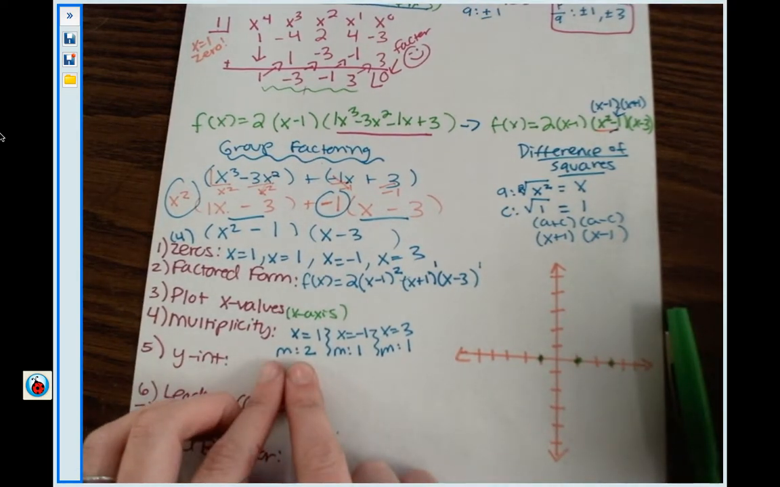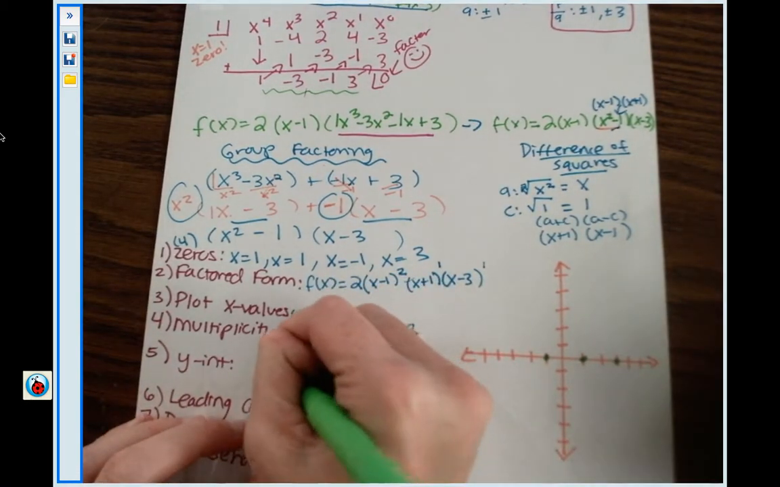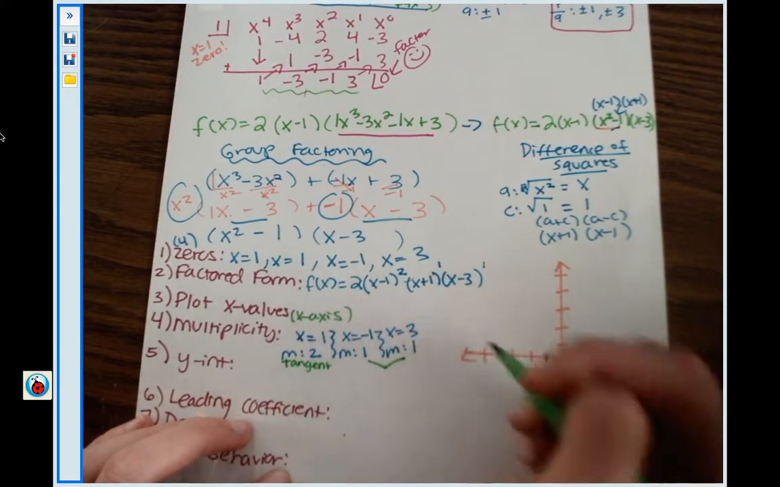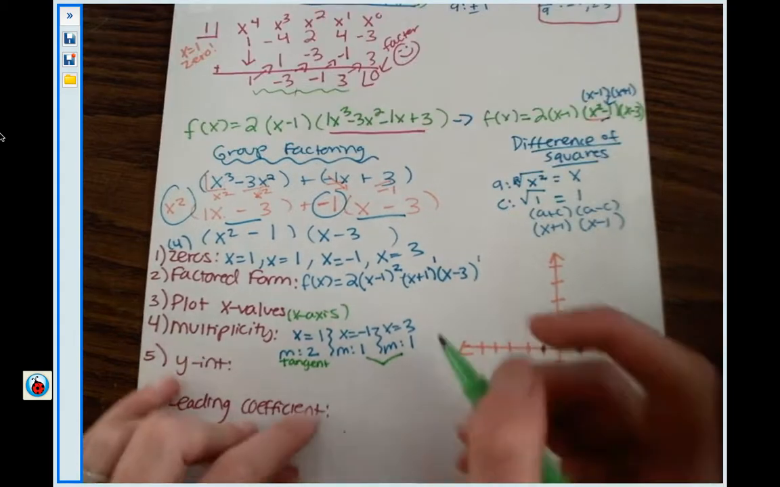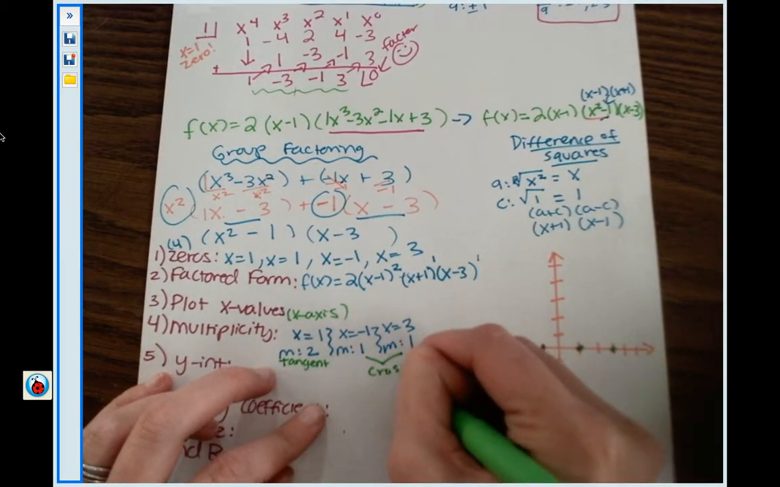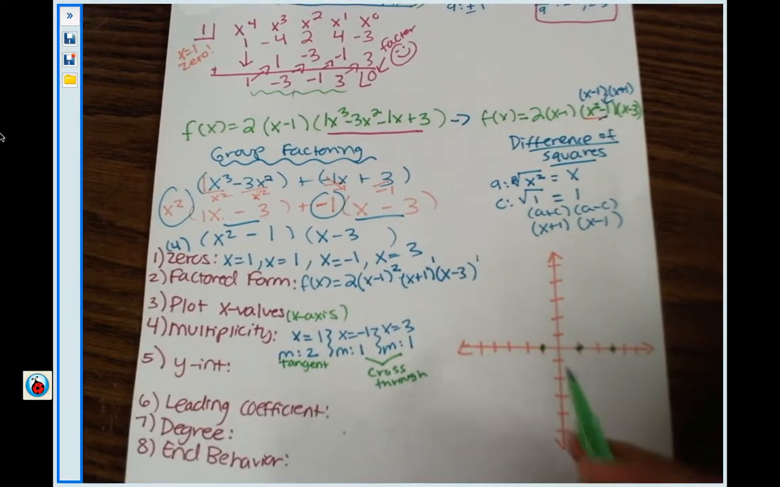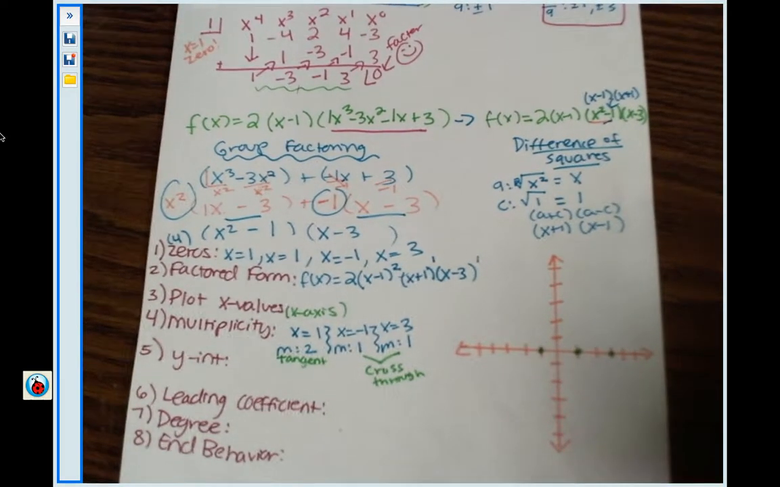So, since this multiplicity is an even number, remember at even multiplicities, the graph will be tangent. And these two have an odd multiplicity because they're both 1, which is an odd number. So at these two zeros, it will cross through. So I'm going to label that on here so it helps me when I'm graphing, so I know exactly how the graph is going to behave.